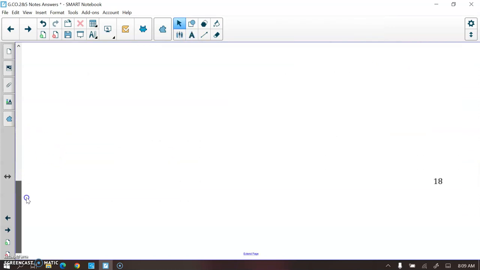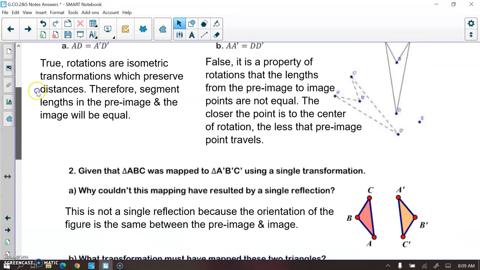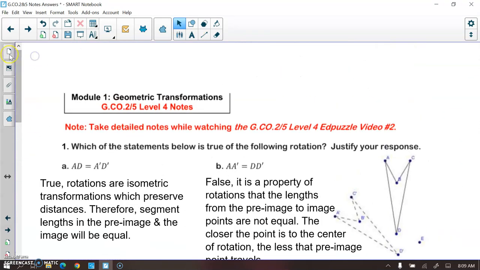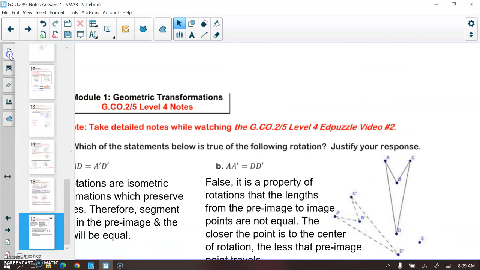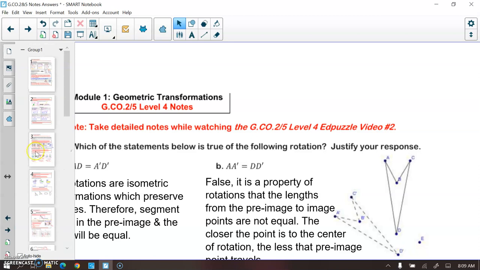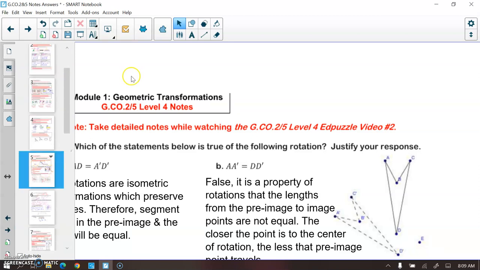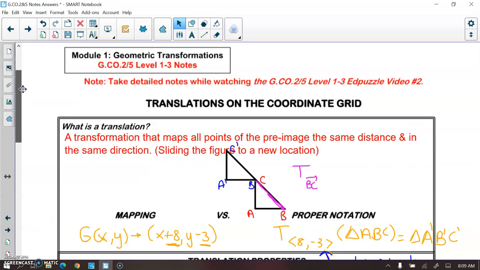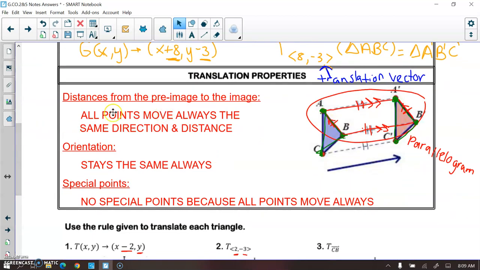All right. And so that brings us to the end of the level 4, which, again, is all about the properties of the transformation. So let's just quickly review some of the properties. So for translations, all the points are going to move the same distance in the same direction. So if point A moves to the right, point B is going to move to the right. If A moves to the right and up, point B is going to move to the right and up, and so forth.